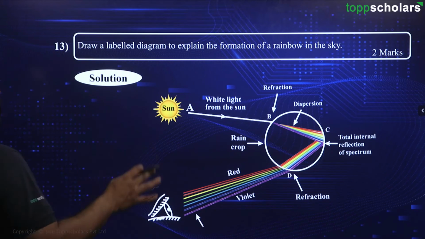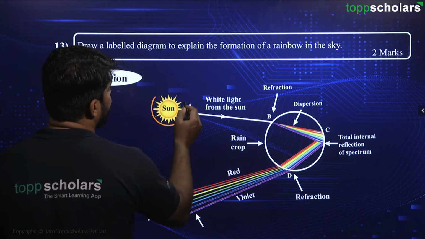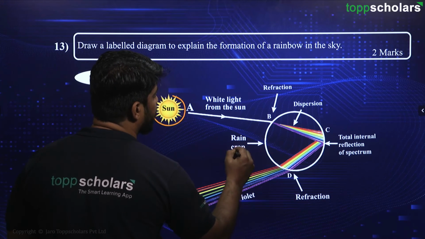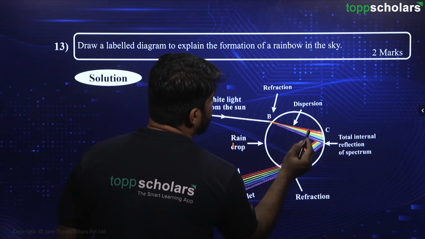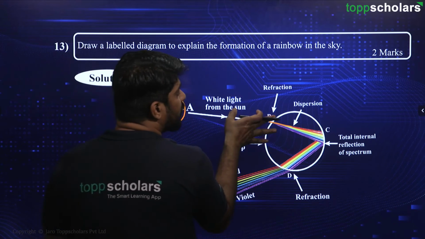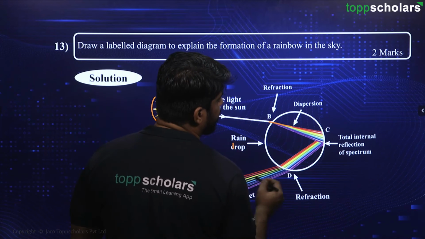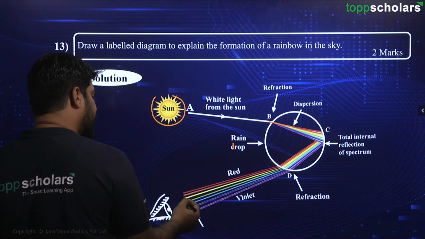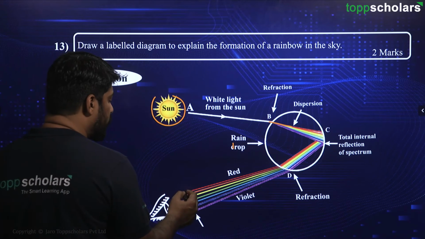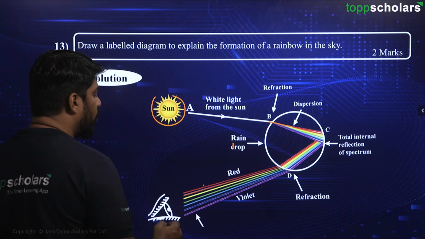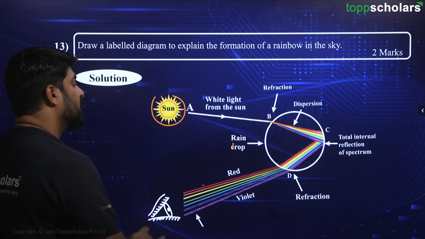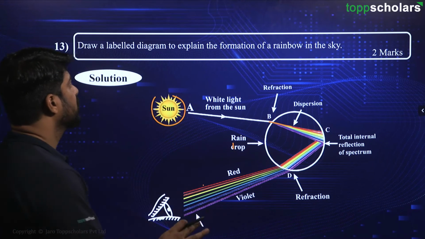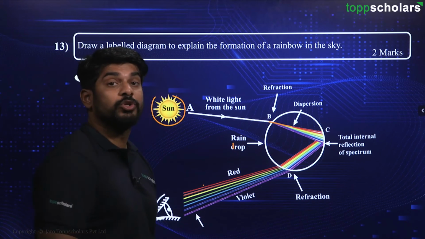Okay, so let's look at the diagram. So here is the sun and this is the white light which is entering the water droplet, as we can see here. After passing through this water droplet, it disperses into 7 colors, and again here there will be some reflection, and after reflection it comes back here, and therefore we get to see 7 colors, that is red, orange, yellow, green, blue, indigo and violet. And this is how a rainbow is formed. So this is the simple process of formation of a rainbow.